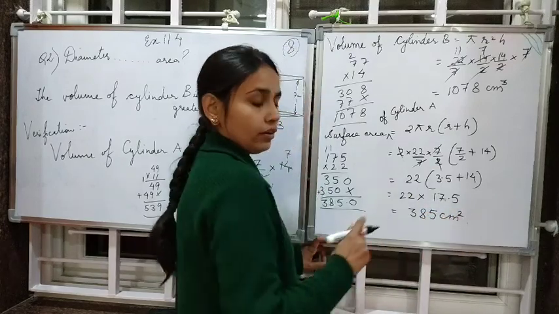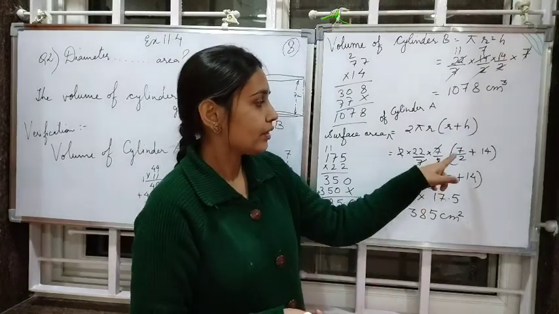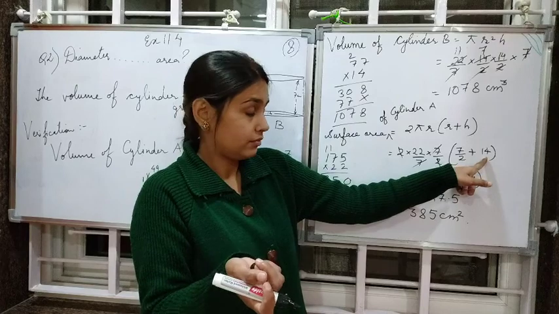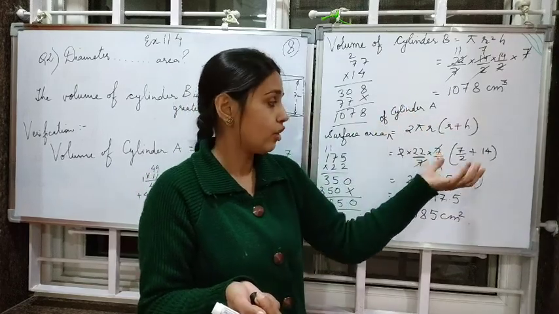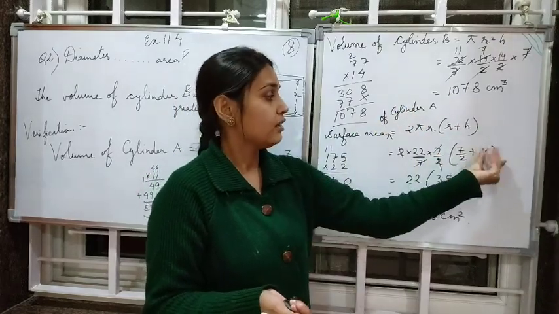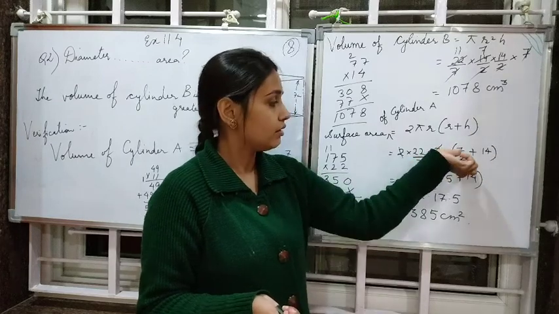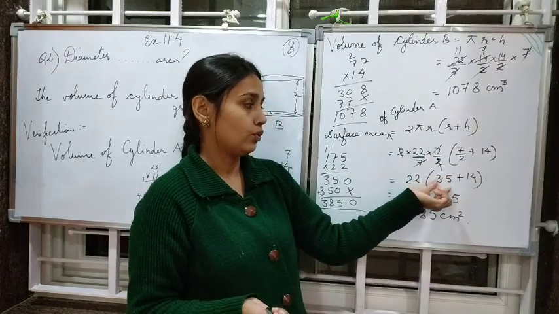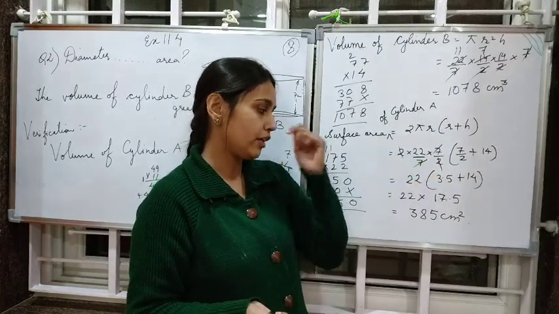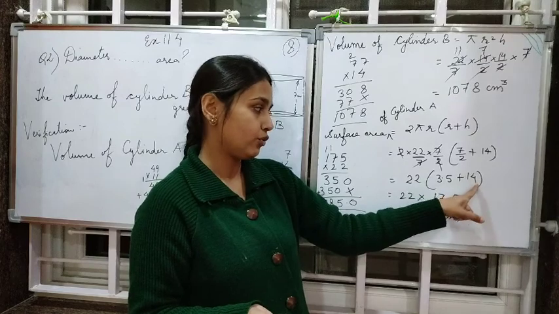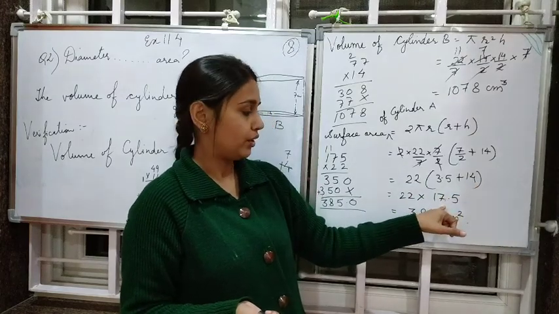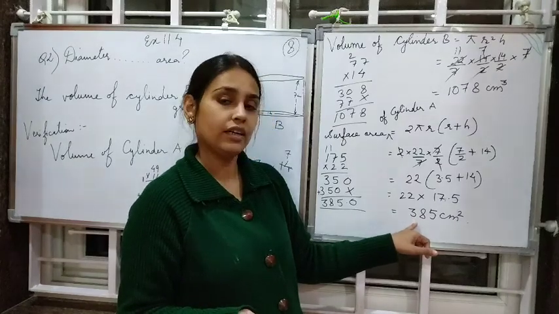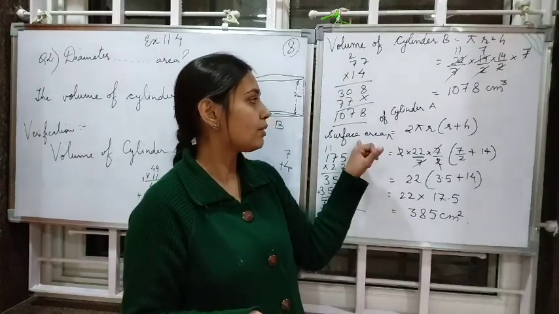centimeter square. Okay. Now see what I did. 7 by 2, instead of taking the LCM of the denominator and then increasing this number, we just divided 7 and 2. Okay, so half of 7 is 3.5. Then we added 3.5 to 14, which gave us 17.5, and then we multiplied it to 22 and it gave us 385 centimeters square. I hope you remember the surface area.